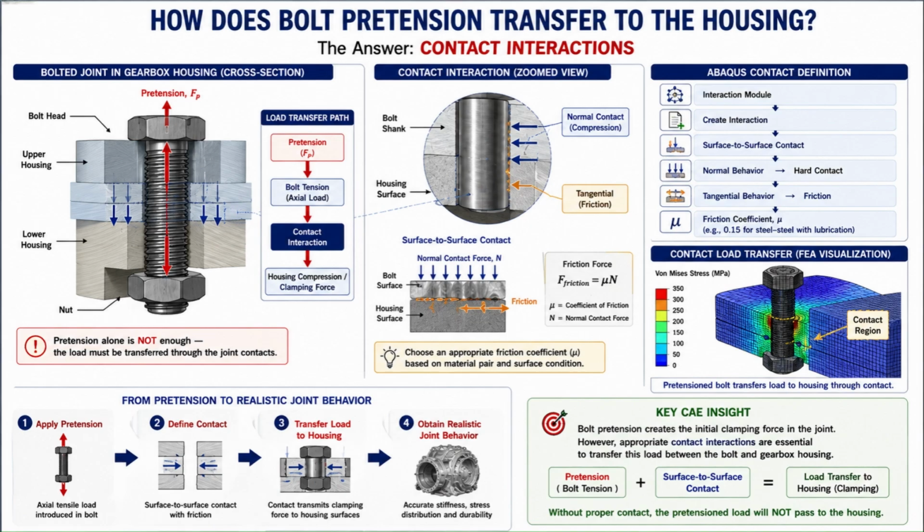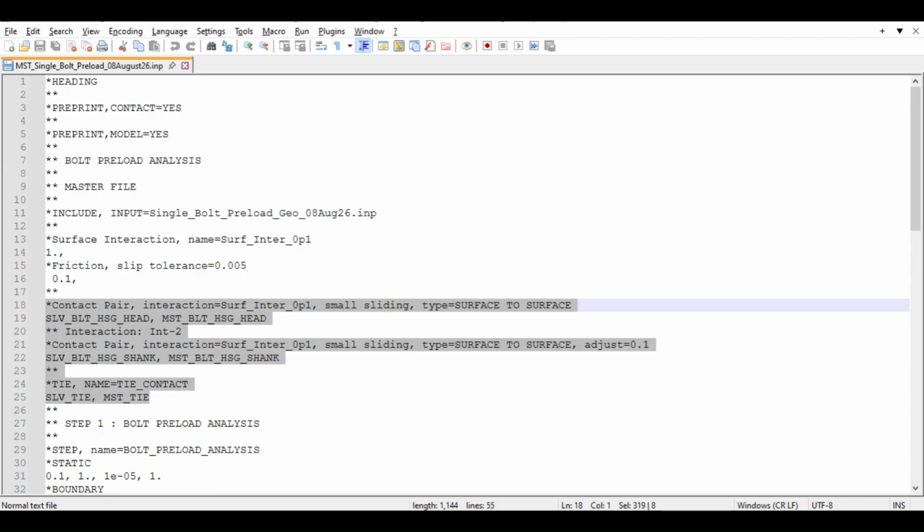Now that we have made the provision for applying pretension, we also have to make sure that the preload passes to the housing. But how is it done? The answer is through the contacts. We have to create the contact interactions between the bolt and housing surfaces using surface to surface contact with an appropriate friction coefficient. We will define the contacts in the master file.